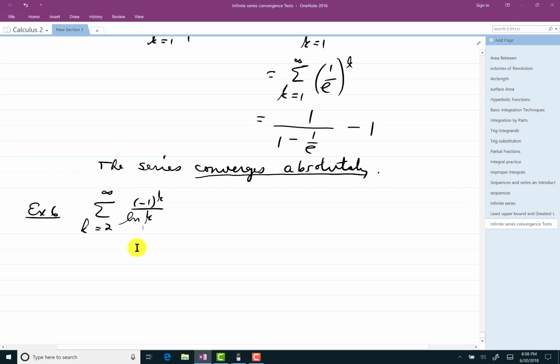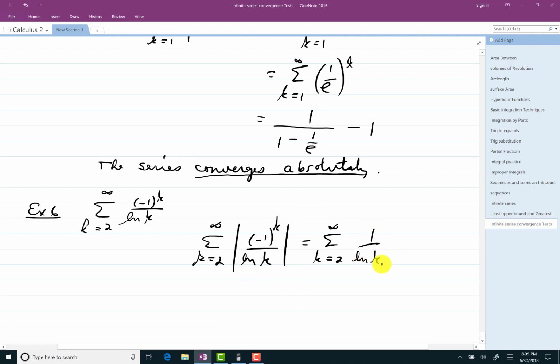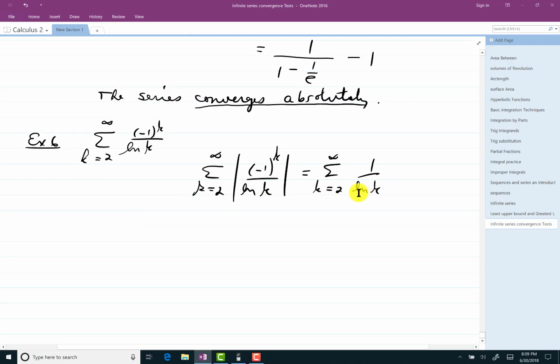Well, now, this is a little bit different. I am going to shoot for absolute convergence first and see what happens. The sum from k equals 2 to infinity of the absolute value of negative 1 to the k all over ln k. That's going to equal the sum from k equals 2 to infinity. This k up here should be a k plus 1. I always want to start with a positive number, so I'll put a k up there. All right, so I'm going to get 1 over ln of k, and what's going to happen? Well, we know as k goes to infinity, ln of k goes to infinity also. So the terms go to 0. That's not a problem. The limit as k goes to infinity of ln k equals infinity. So the limit as k goes to infinity of 1 over ln k equals 0.